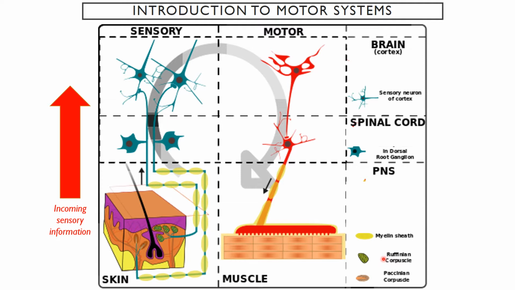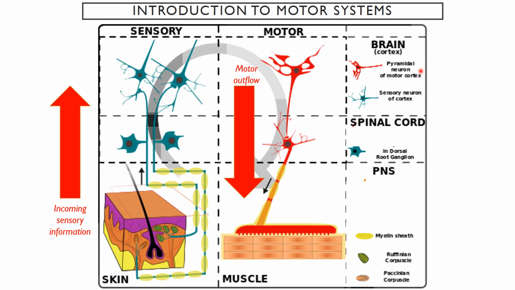For the rest of the second portion of the course, we're going to be discussing how motor systems control muscles. So that is essentially the outflow from the brain. Information comes into the brain, it's processed, and then the body has to react. That's going to be the motor portion that we're going to discuss.